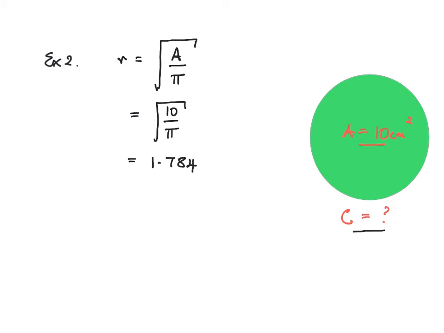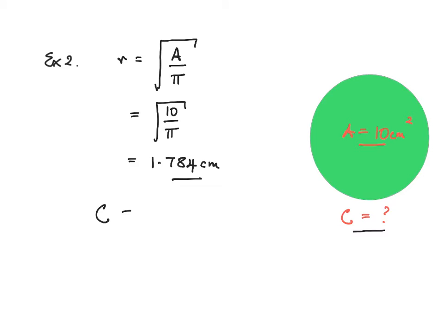So example 2, we've got a circle with an area of 10 centimeters squared and we want to work out the circumference. Well, the only thing that we can do if we have the area is work out the radius. So divide by pi and then take the square root. And that gives us a value 1.784 centimeters.